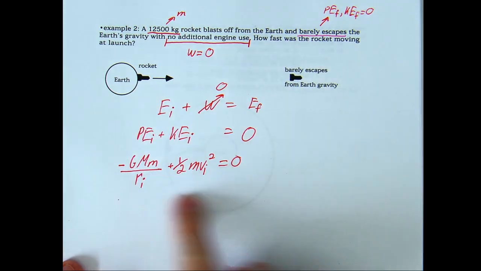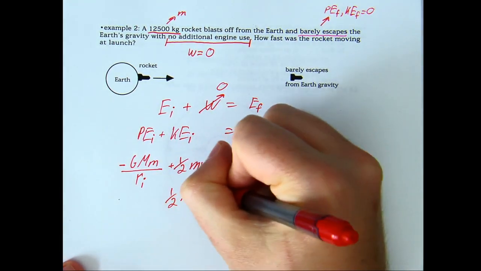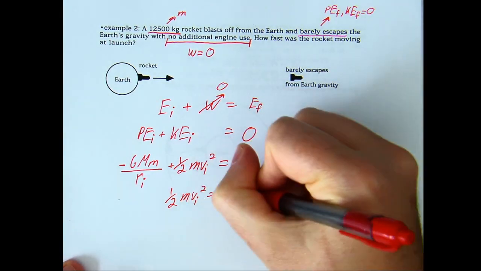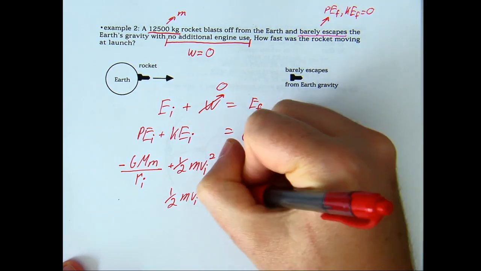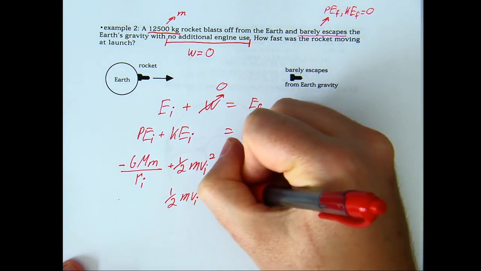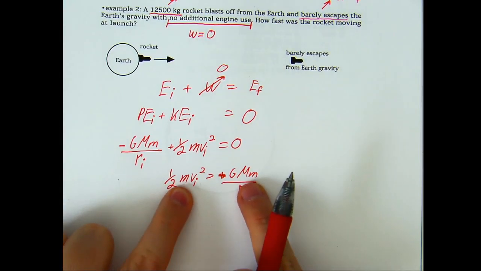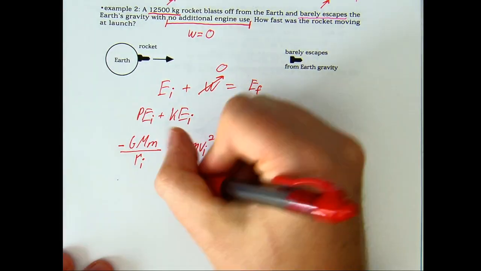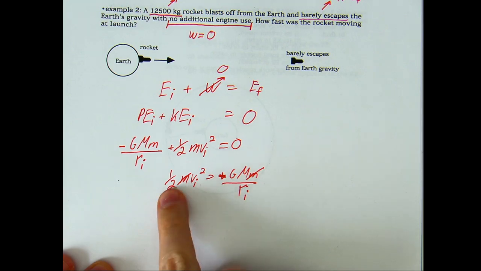So we're going to add this over to the other side. We're going to get 1/2 mv initial squared is equal to GMm over r initial, and that shouldn't be negative because we added it over. That's positive. My apologies. And if we look at here, what happens is the little m's are going to cancel. The little m is the mass of the rocket. And so they cancel. And I can multiply the 2 over, and then I'm going to square root.